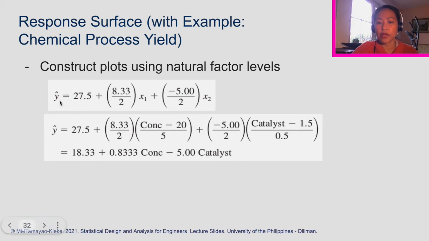So using the values that we have computed so far, we would get y hat is equal to 18.33. Let's go to this line first. Y hat is equal to 27.5 plus the main effect of a divided by 2 times the corresponding expression for x1 in terms of the natural factor levels, and then you have the main effect of b divided by 2, and then the corresponding expression of x2 in terms of the natural factor level. Now simplifying this expression, we get 18.33 plus 0.833 concentration minus 5 catalyst. Then we can now use this equation to fit the value for y given the natural values of concentration and catalyst, which are our factors in this experiment.